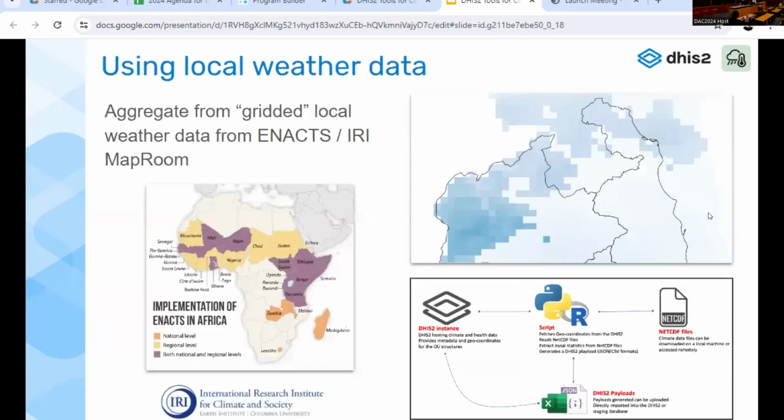So we had a little hackathon last week, as many of you are in town. We tested this with some local weather data from Malawi and just did the same process. So especially if you have access to this map room, IRI map room, there might be local weather data available where we can run the same process. The benefit of this data is it's better resolution than the ERA5. It's about 4 or 5 kilometers resolution.